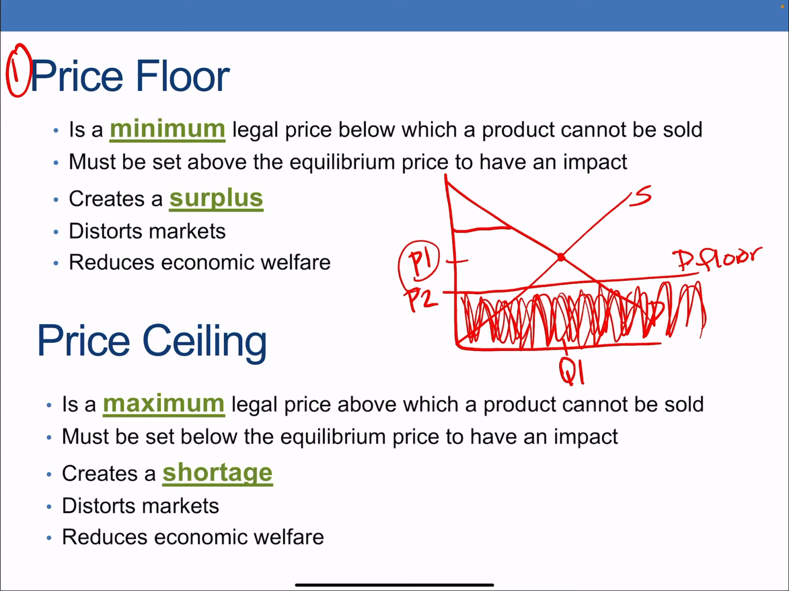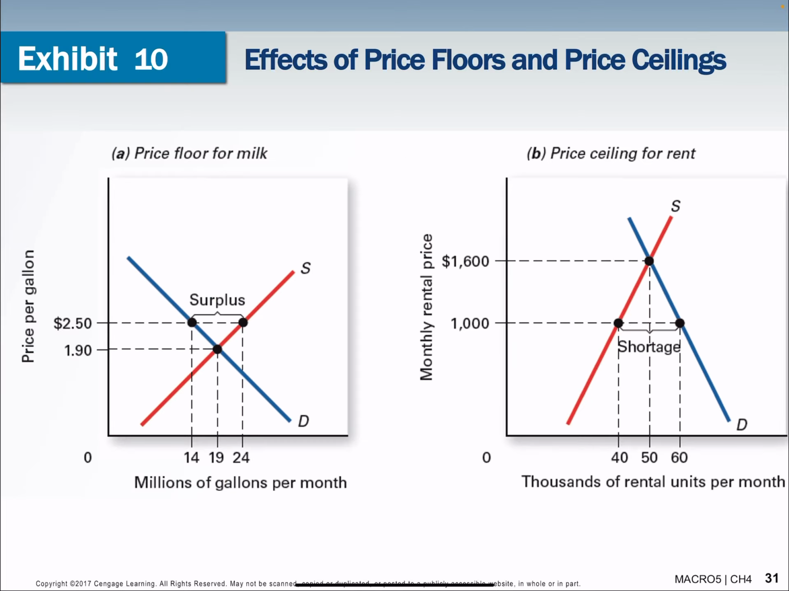But notice if the price floor was here at P3, now it has an impact. As a matter of fact, a price floor is going to create a surplus, because my quantity supplied will be over here, and that will exceed my quantity demanded, okay? A price ceiling is our second type of price control. This is a maximum legal price, and you cannot sell your product above that price. This time, it has to be set below equilibrium price in order to have an impact. It is going to create a shortage, and both of these distort our markets and reduce economic welfare.